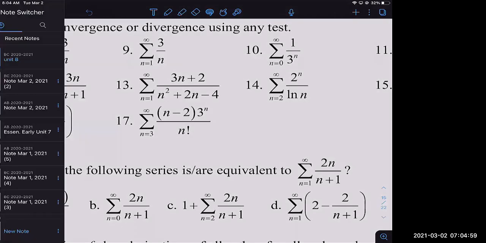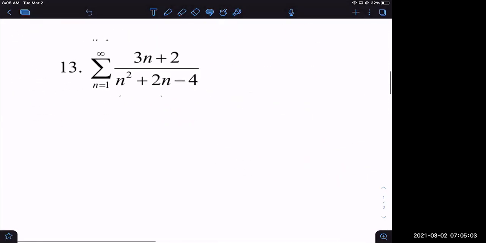I like to use comparison tests. This one seems set up perfect for comparison tests. If I have like a polynomial over a polynomial. Okay, so anytime I've got that, I want to reduce it and then compare it to that. So when I do this, I'm just kind of looking at the leading term. So I'm thinking, okay, 3n over n squared. What does that reduce to? 3 over n. And even more simple, I could ignore the 3 if I wanted to, so I could compare it to 1 over n.